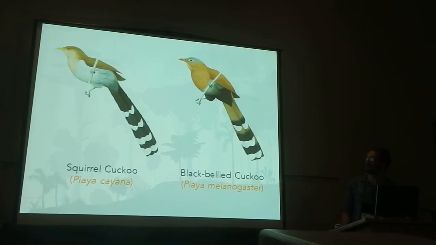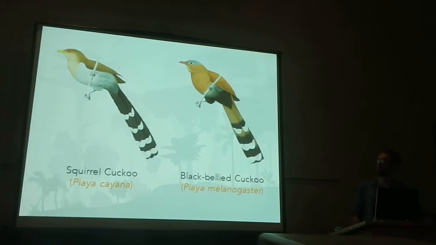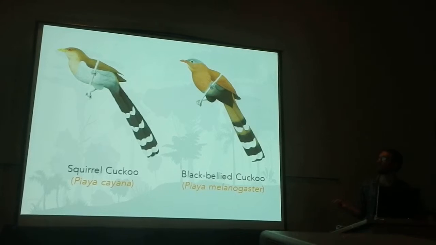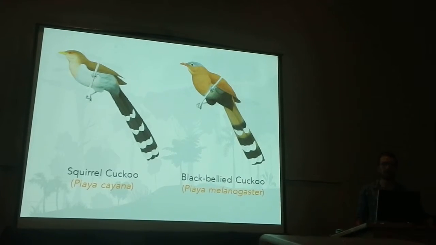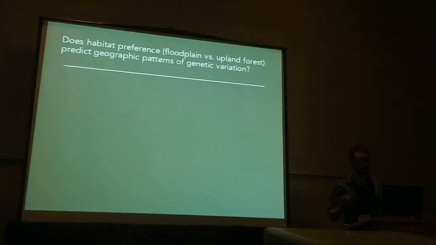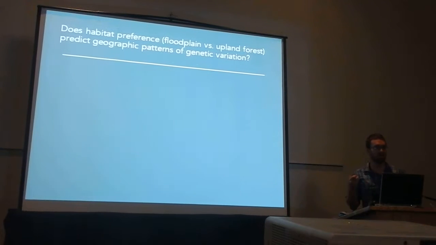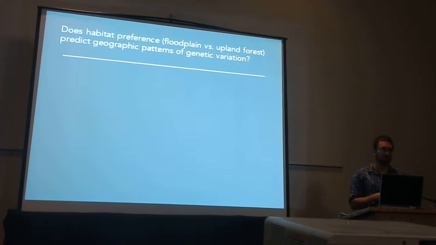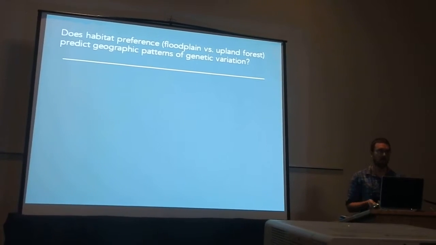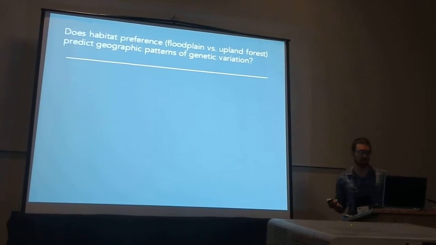So you'll even find in some cases that a species that's present in the floodplain forest, such as the squirrel cuckoo, is replaced in the upland forest by a close relative, in this case the black-bellied cuckoo. So the question for my study is, does the habitat preference of a bird species, whether it occurs in floodplain forest or in upland forest, predict the geographic patterns of genetic variation in the evolution of that species?